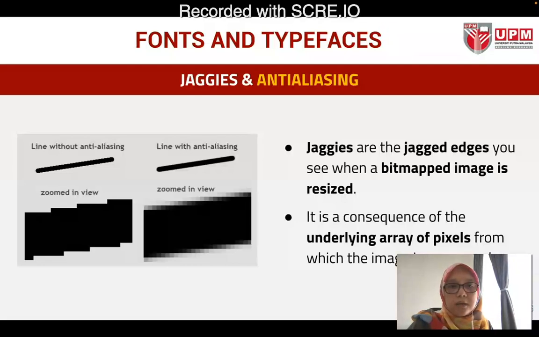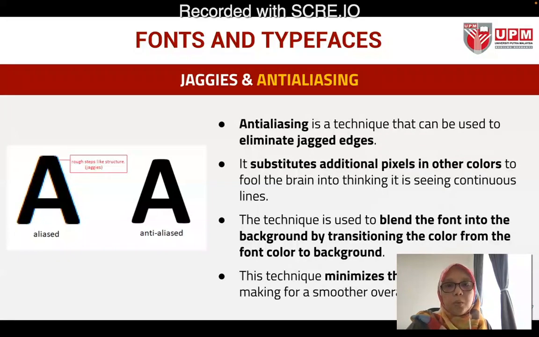Jaggies are the jagged edges you see when a bitmap image is resized, for example on the left-hand side of the image. It is a consequence of the underlying array of pixels from which the image is composed. So how do we improve these jaggies? We will use a technique called anti-aliasing that can be used to eliminate jagged edges. It substitutes additional pixels in other colors to fool the brain into thinking it is seeing continuous lines.